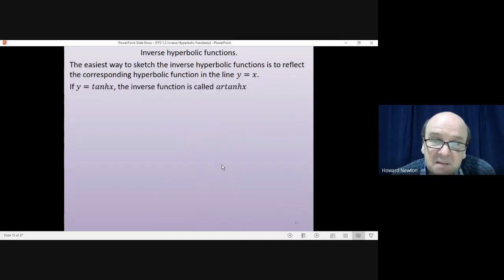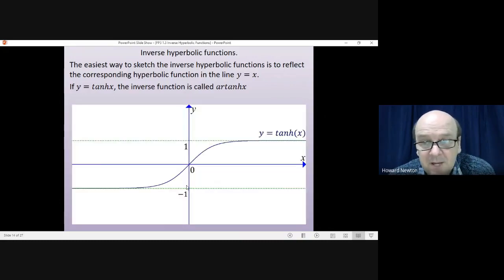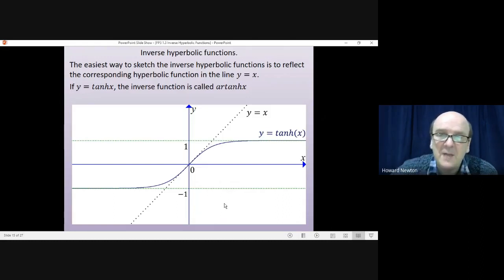For tanh x, the inverse function is called artanh x. That's what tanh x looks like. Now, it's a little bit more fiddly, this one. If you're going to reflect that in the line y equals x, first of all, I would reflect the two asymptotes, and then I would reflect the curve. Anyway, I'll let you have a go at doing it yourself first. So pause the video, have a go, and then come back to me when you're ready.